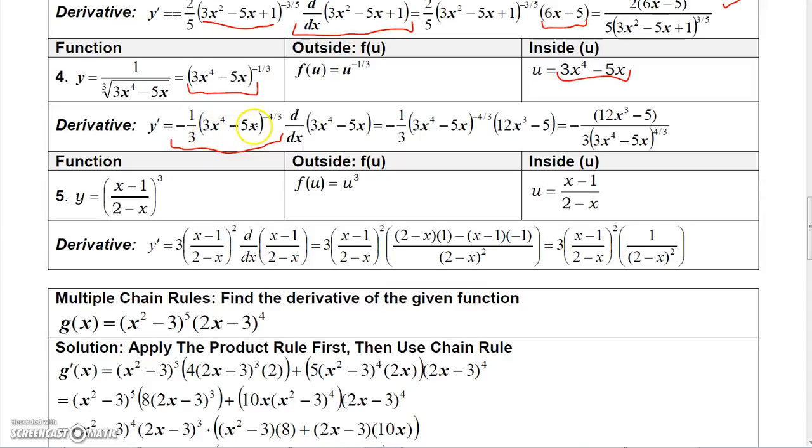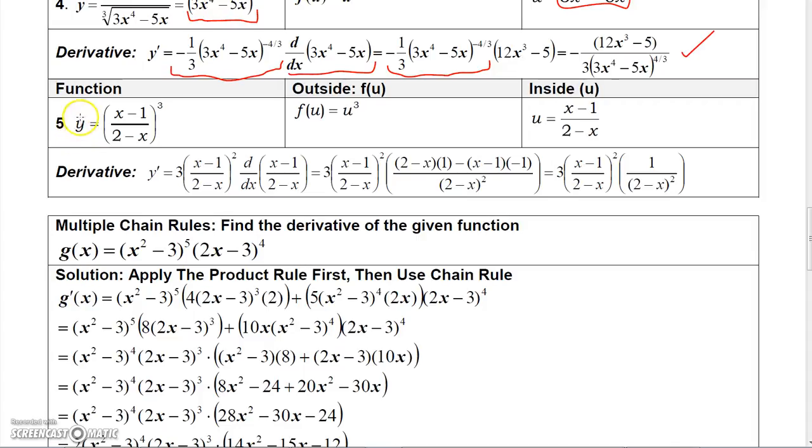this expression to the negative 1/3 minus 1, which is negative 4/3, and then multiply by the derivative of the inside. And then when I put that together, I get the first factor, minus 1/3 times this to the negative 4/3, and then the derivative of the inside is 12x³ − 5. And then again, the next step is to eliminate the negative exponent.